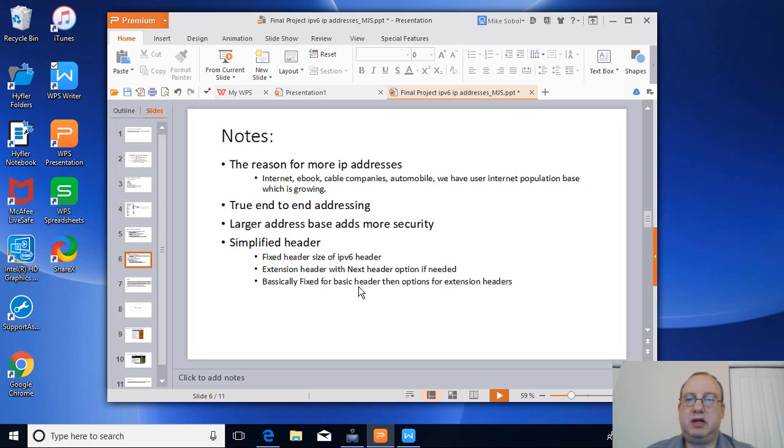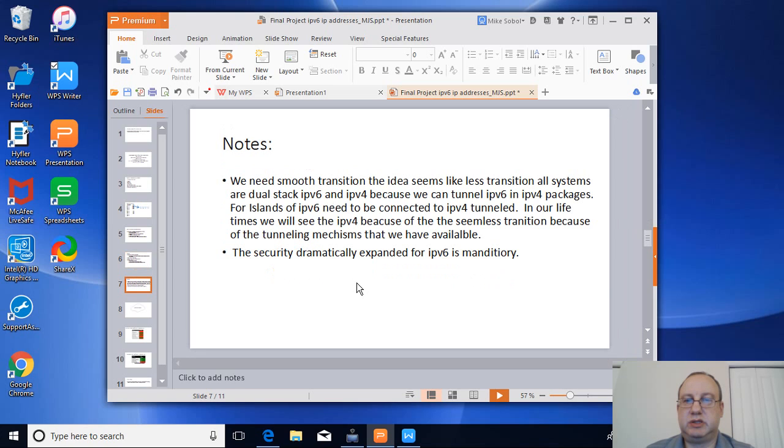The simplified header: you have a fixed header size in IPv6. Then there are extension headers, and each of those extension headers can have an option to add another header. So basically a large amount of information can be stored. But there is a fixed header that is required for all IPv6 addresses.